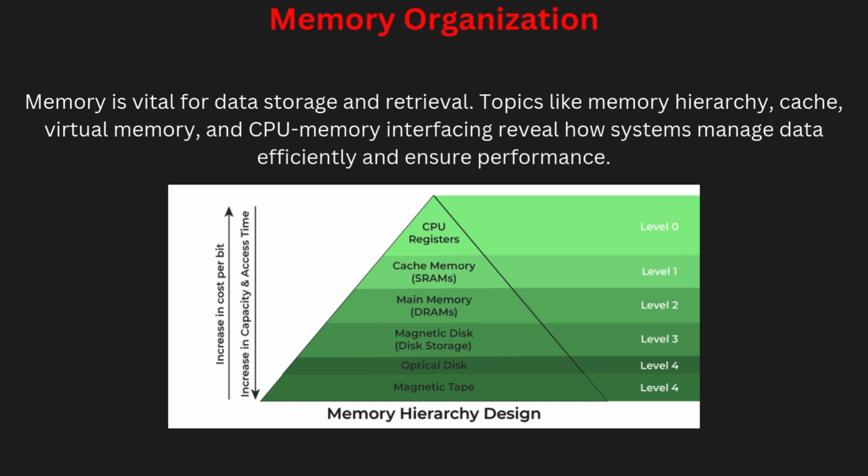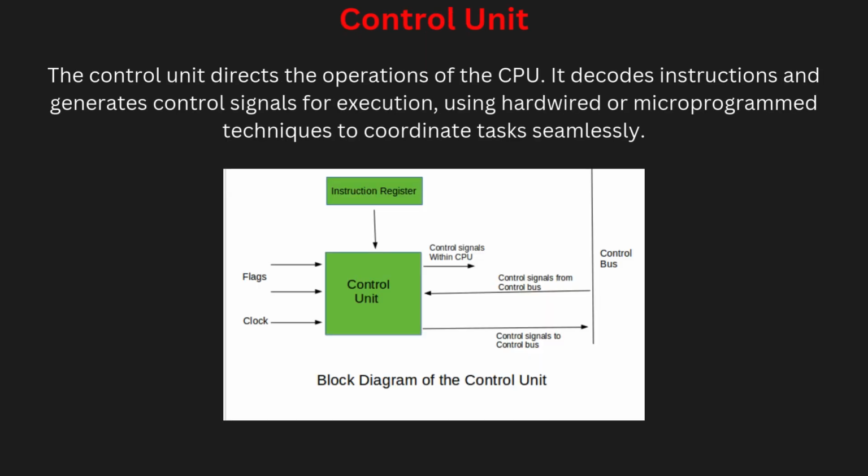So now, the control unit. The control unit orchestrates all operations within a computer system. It translates the instructions into control signals for other components. Hardware control uses combinational circuits for fixed logic, while microprogram control employs microinstructions stored in the control memory.